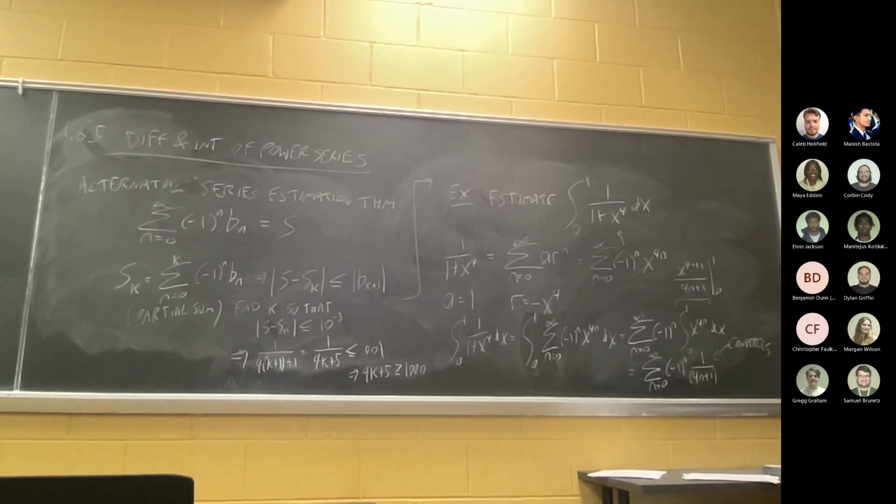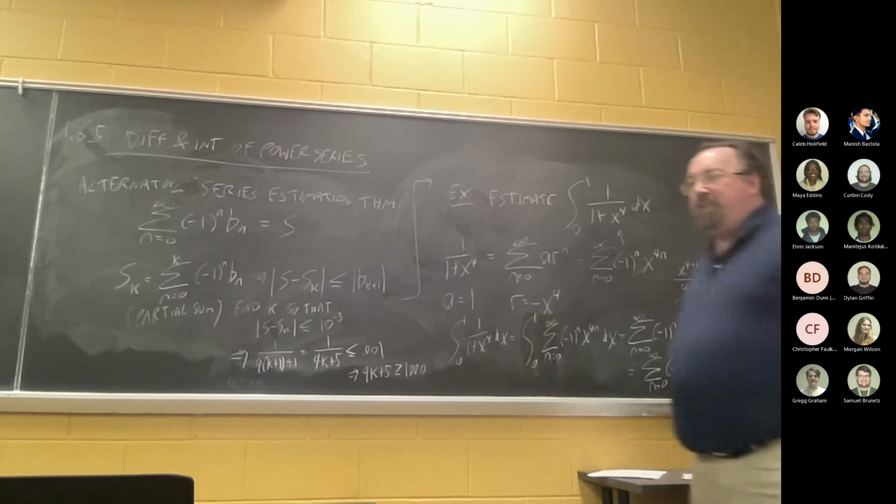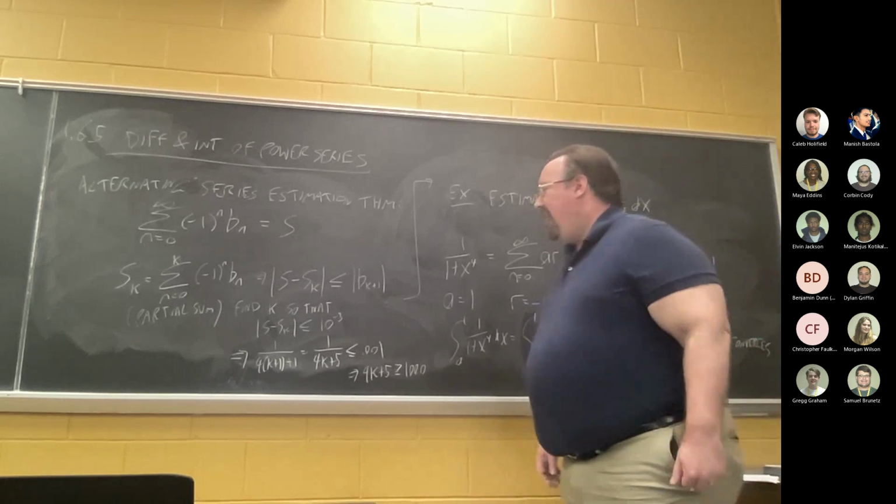Any questions about this one? Where did you get the 10 divided by 30? That's a fixed value. Okay.